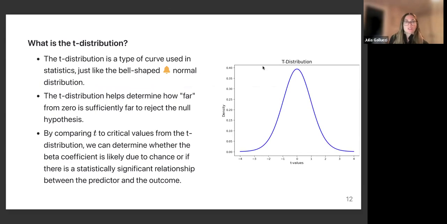Okay, let me just check the chat really quickly. Yes, so here our estimated values are the same as what we're predicting, yeah.